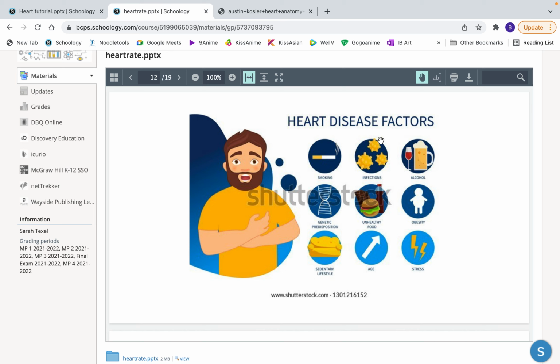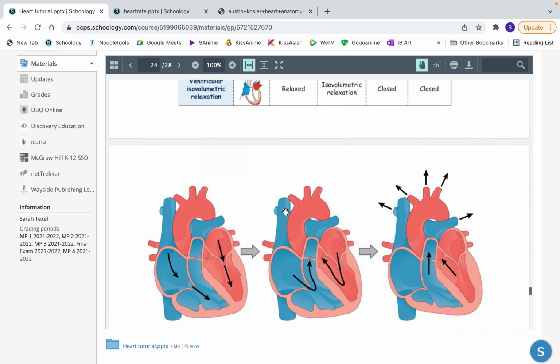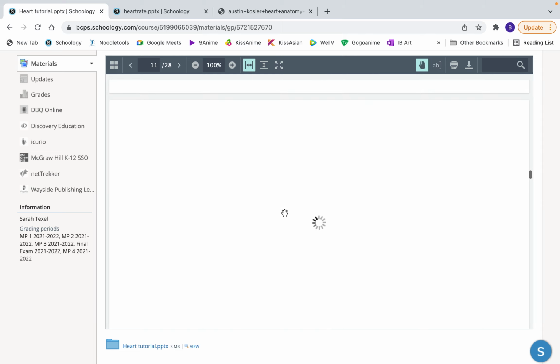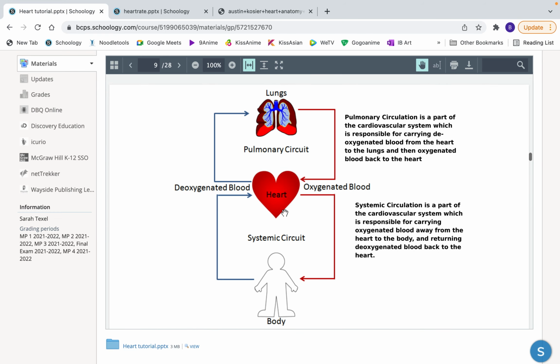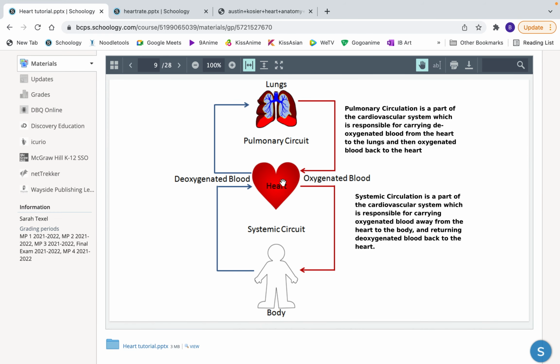And again, that pulmonary system is always going to be handling deoxygenated blood. Here we go. The pulmonary circulation is going to be taking deoxygenated blood to the lungs and back. The systemic circuit is going to be taking oxygenated blood to the body and deoxygenated blood back to the heart. So the difference here is pulmonary, lungs; systemic, body system, right? We can remember that.